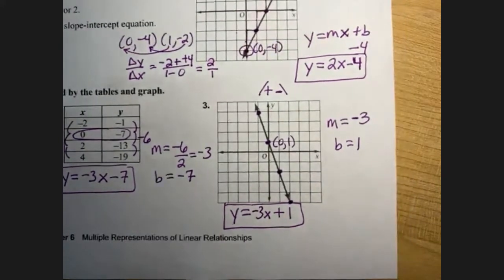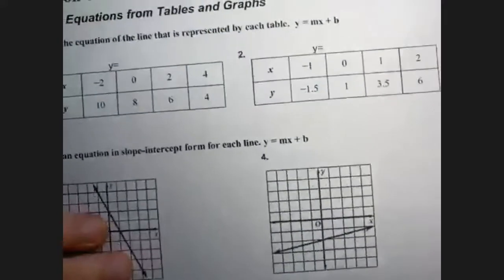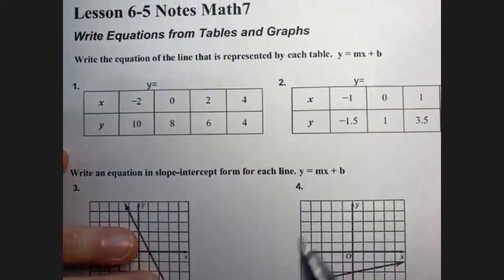We're going to do a few more notes. I know that today might be a little lengthy, but I want to make sure you've got it. So I'm going to kind of travel through these quickly. So some more notes. Let's just see if you're catching on. Write the equation of the line that is represented by the table. So I'm going to go kind of quick.